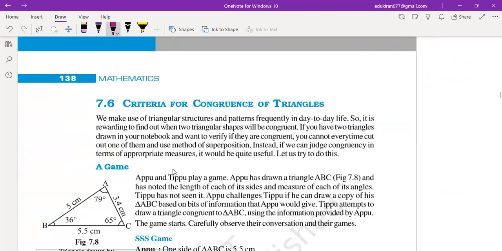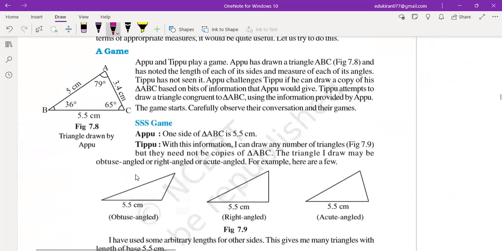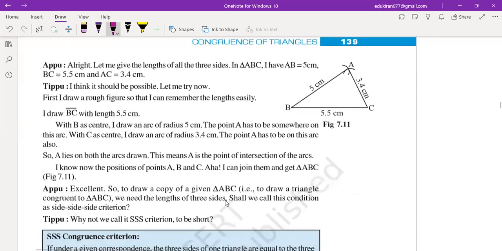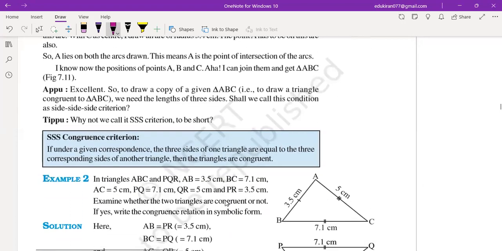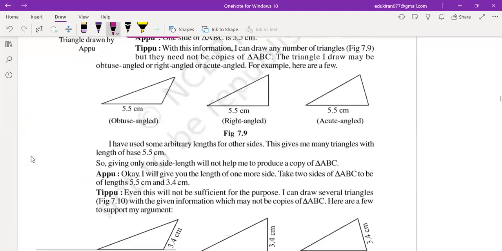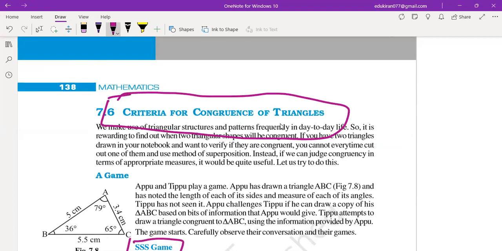Okay. Now coming to the next one, criteria for congruence of triangles. So first one is SSS. Over here, all the sides would be equal. Clear? Okay, first we are going to do SSS criteria. So just put a heading first: Criteria for congruence of triangle. Just put a heading, then we will do.